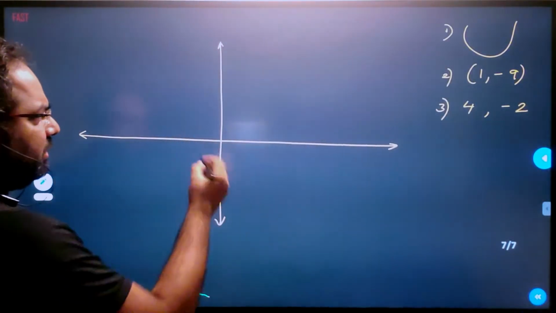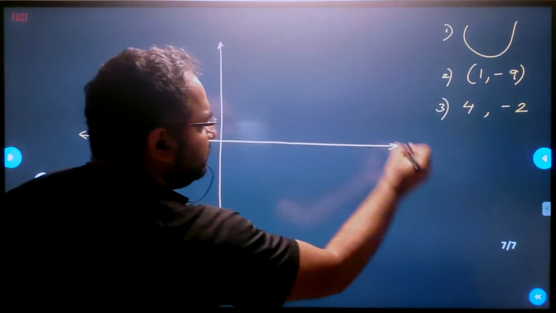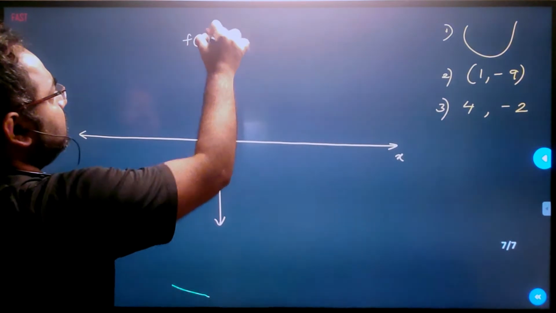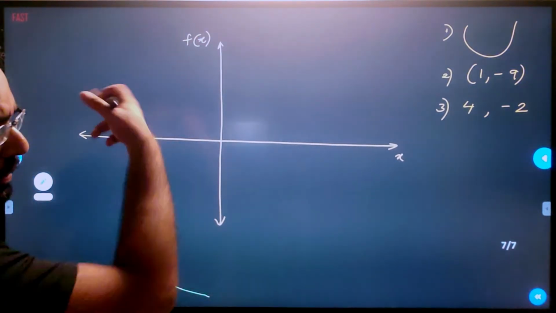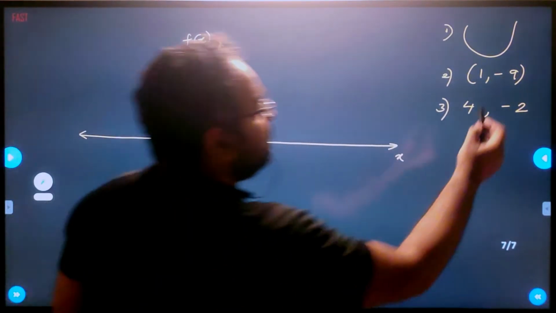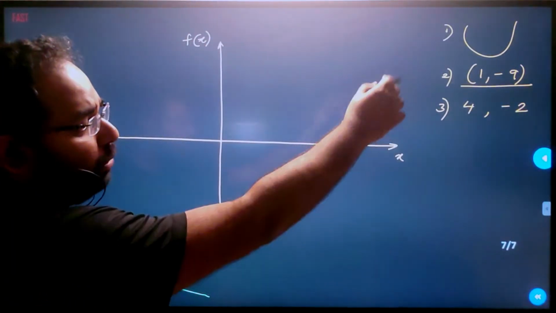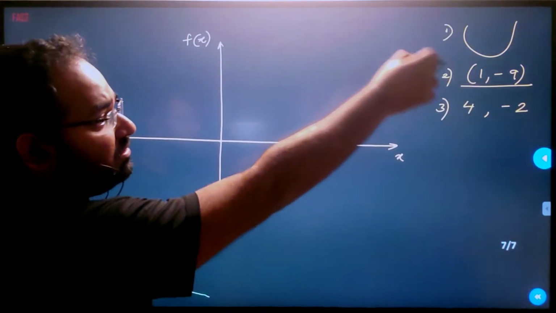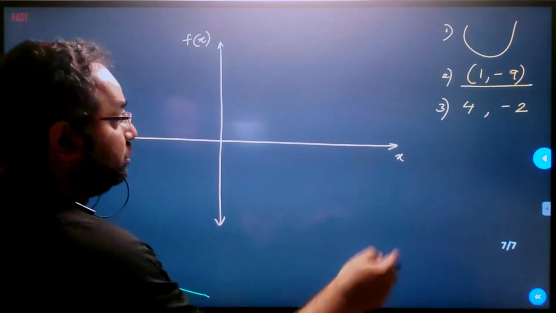So let's put everything together now. I told you this has to be x, this has to be f of x. Now it's going to be upward opening. First, let me mark 1 comma minus 9. X is positive, y is negative. It must lie in the fourth quadrant.